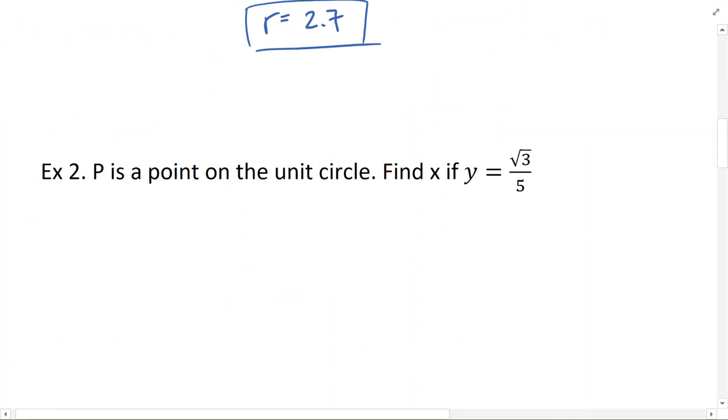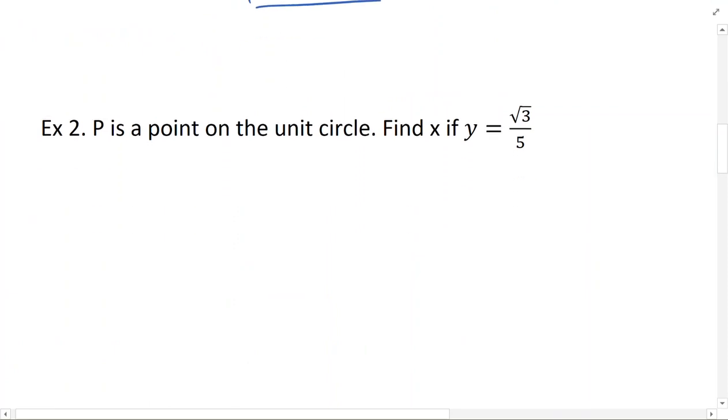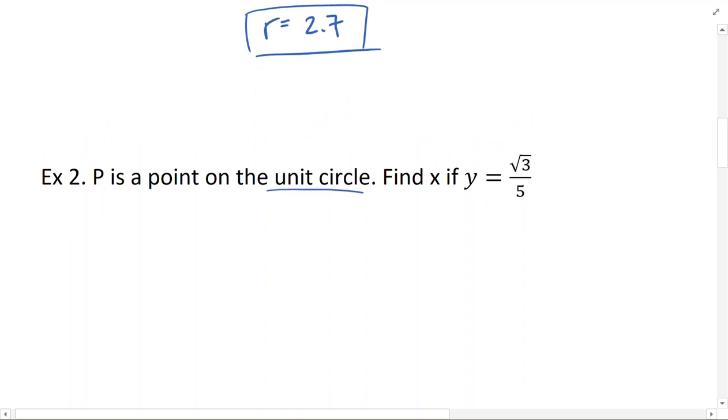All right, next question. So example, P is a point on a unit circle. Find x if y equals root 3 over 5. So this time, we're looking at a unit circle. So that is when r equals 1. And we do know the y value, we're just looking for x. So that general equation is x squared plus y squared equals, in this case, unit circle, so 1.